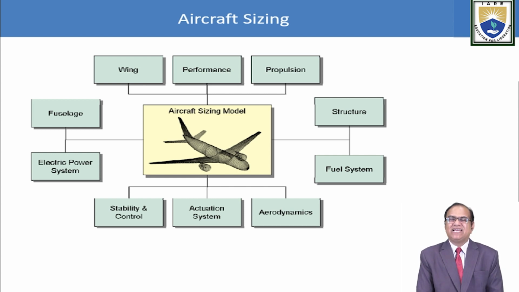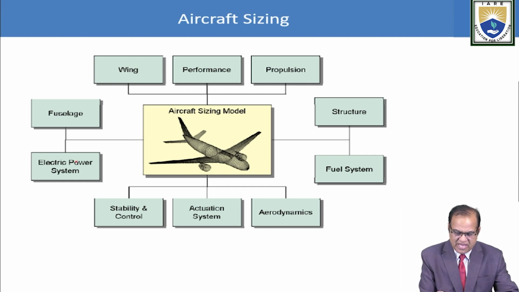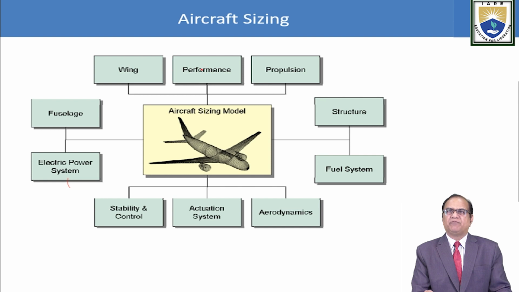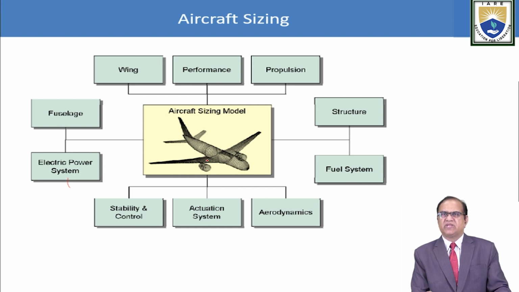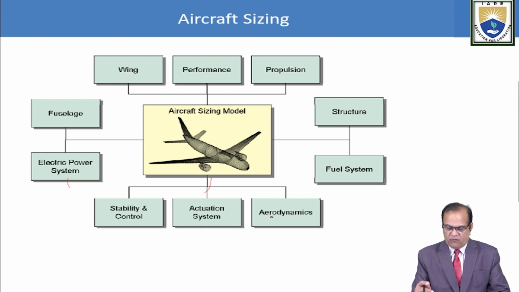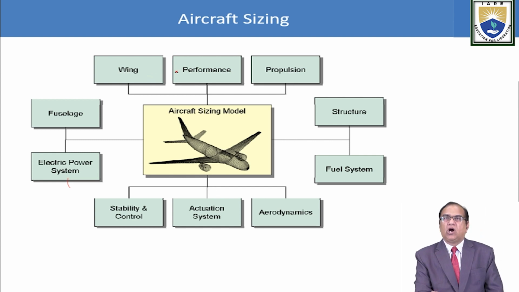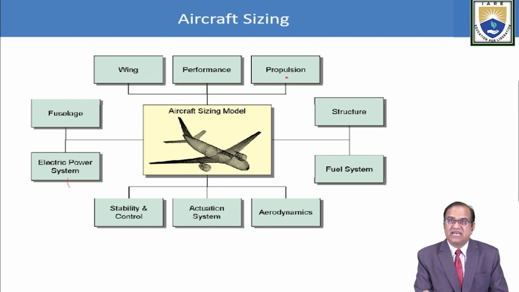So the sizing we can divide into the 4 groups. If you can see here, the fuselage and the electrical power system are in one group. In another, we have the performance, propulsion and the wing. In another, we have the structure and the fuel system. In another, we have the stability and control, actuation system and the aerodynamics. All these parts we have divided into the 4 groups, and for each part, what the size will be.